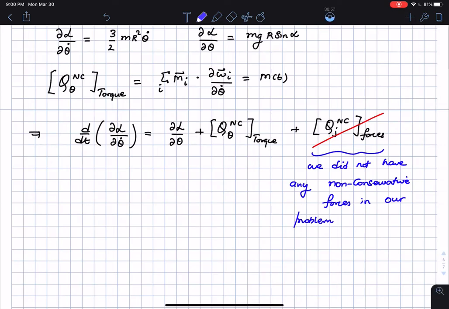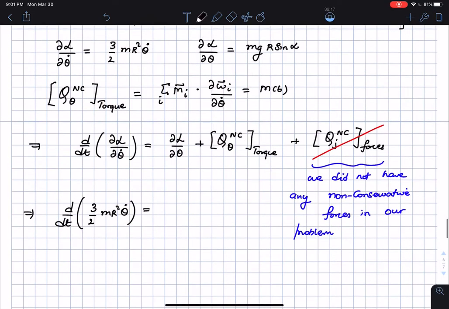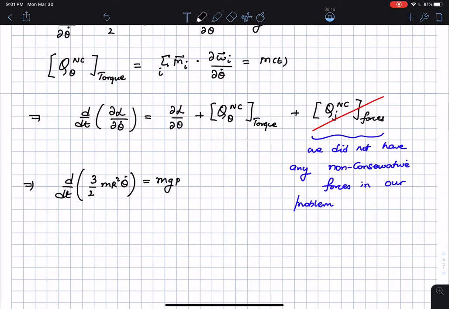It was rolling without slip, and so the force of friction is the static friction force. That's a constraint force, so it does not enter into the picture here, which means that if I do the crunching, this is going to be d by dt of 3 by 2 m r square theta dot equals dL by d theta, which gave us mgr sine alpha, plus m of t, which means that the equation of motion is going to be the following.